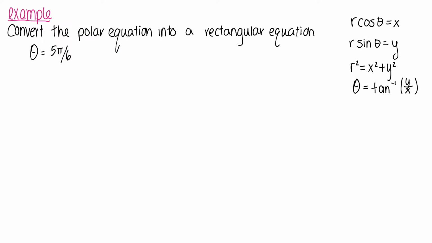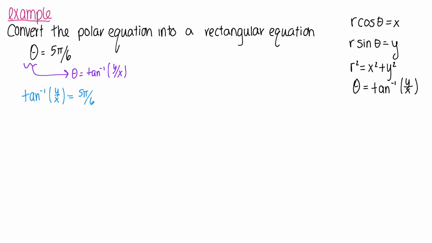Now, this one's a little bit different. We have a theta, and we do have something to replace with theta, but we have to do a little bit more work after it's done. So theta is equal to tan inverse of y over x. So I can say tan inverse of y over x is equal to 5 pi over 6.